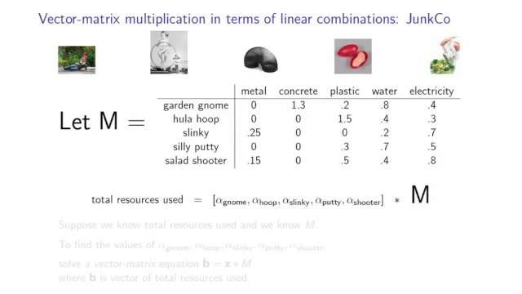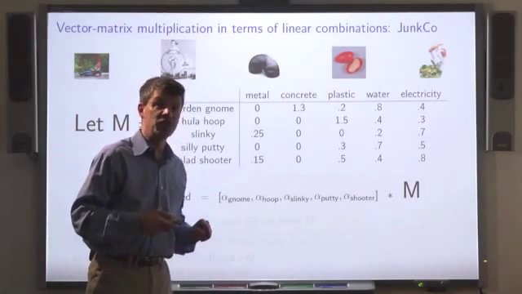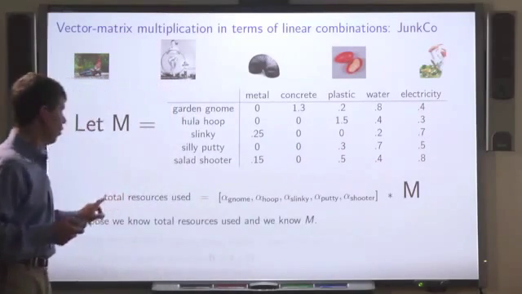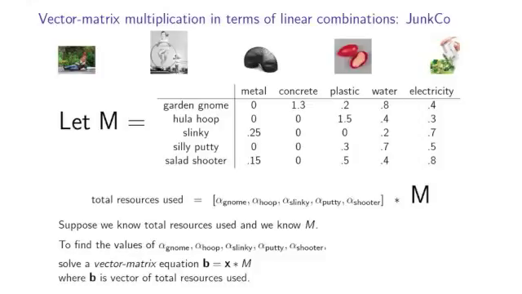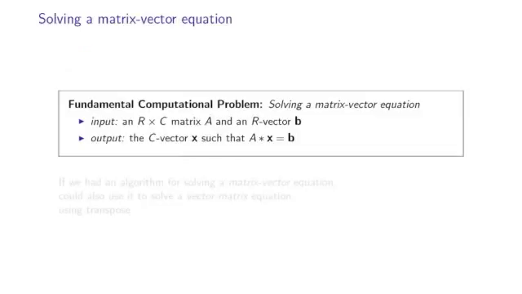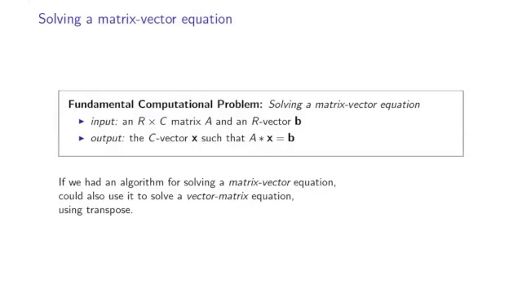Recall that in industrial espionage, we might want to calculate how many of each item Junko produced, assuming that we know the total resources used and, of course, we know the matrix M. To find the number of items produced, we would solve a vector-matrix equation, b equals x times M, where b is the vector of total resources used. So again, solving a matrix-vector equation is a fundamental computational problem. And of course, if we had an algorithm for this problem, we could use it to also solve a vector-matrix equation just by using the transpose.